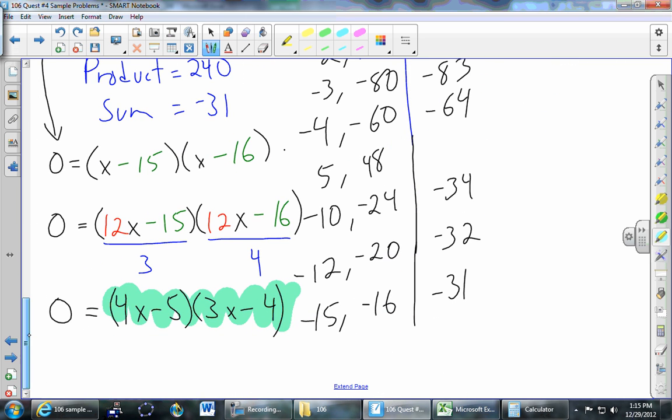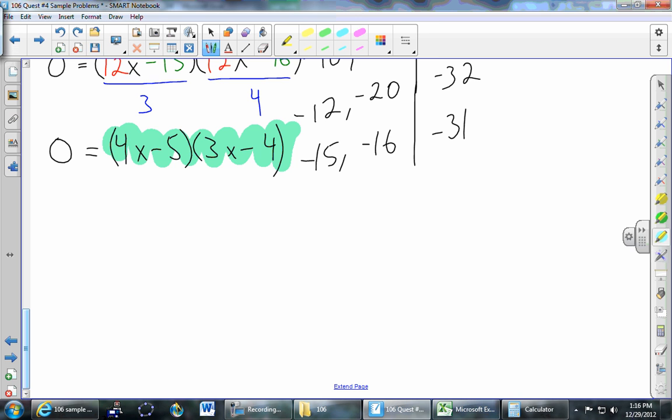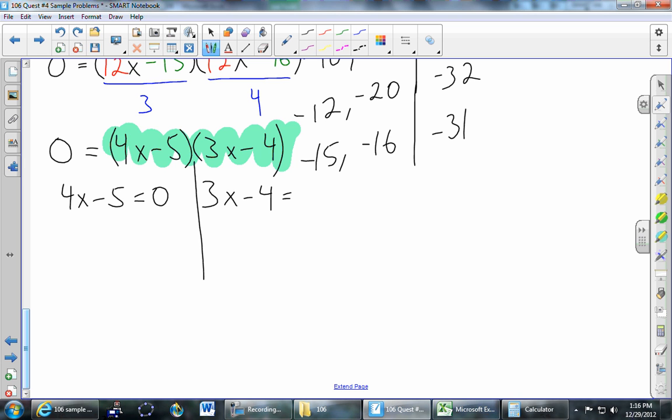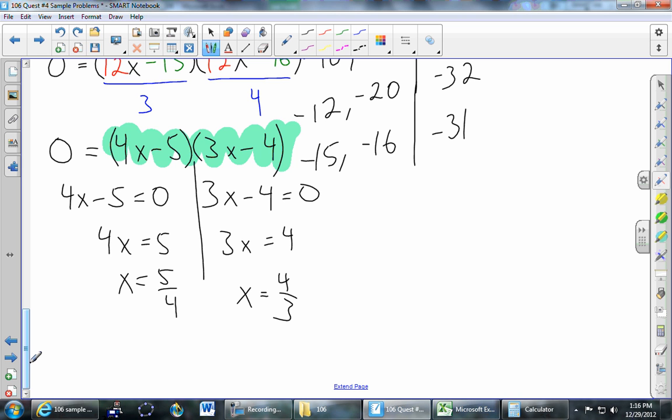Okay, so now we've got our factors. It's equal to 0. We just need to finish. So we'll split this up using the zero product property. Either the first factor is 0 or the second is 0. Add 5 and divide by 4. Add 4 and divide by 3. And after all that, we finally have our two answers of 4/3 and 5/4.